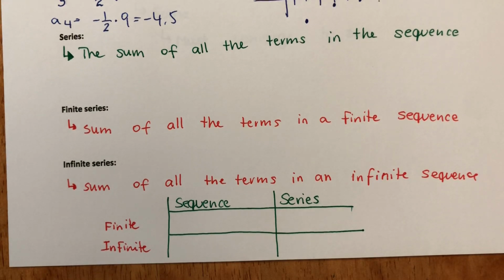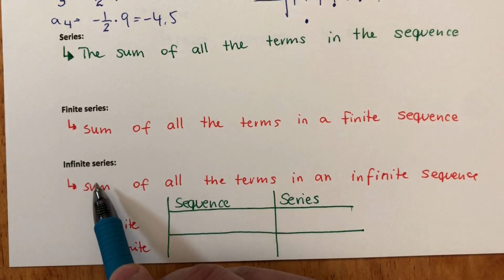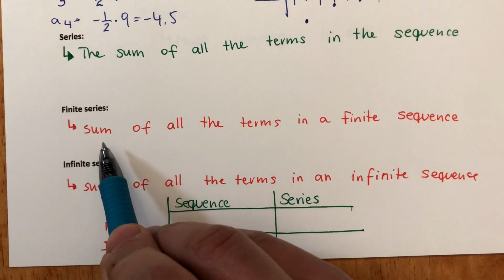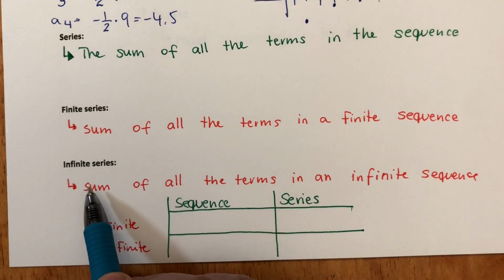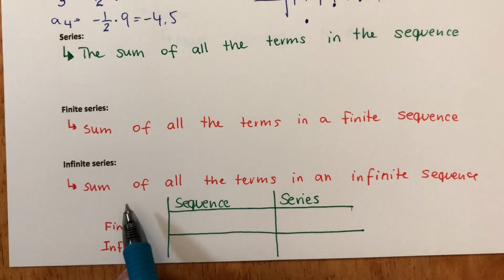With the series, I can have two kinds of series. I can have a finite series and an infinite series. Finite will be the sum of all the terms in a finite sequence, and infinite is going to be the sum of all the terms in an infinite sequence.